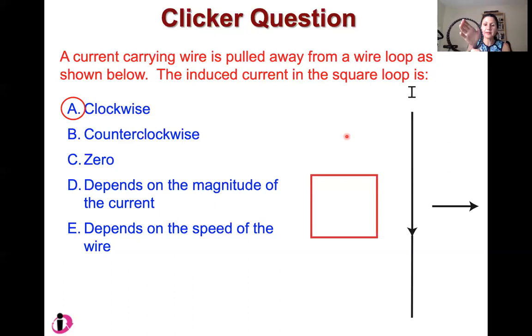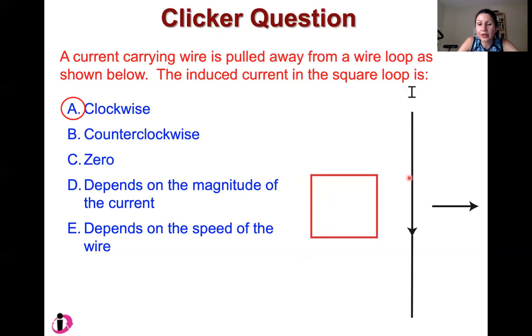So to do that, the thumb has to point this way. As I'm looking at this loop, it has to be clockwise. So the induced current has to be clockwise in order for the induced magnetic field to be into the board.